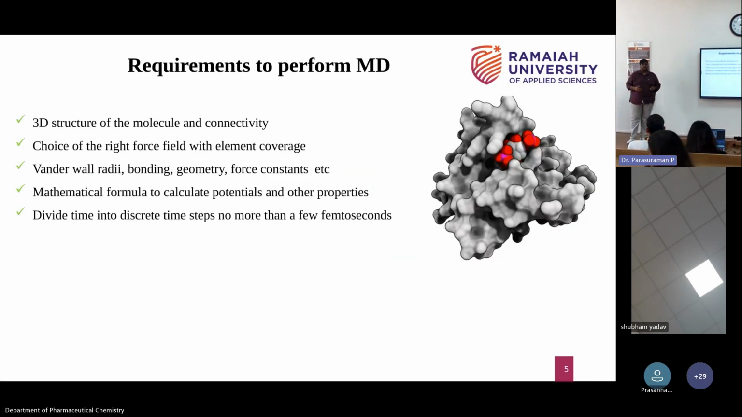As I already explained, a computer simulation goes on based on mathematical formulas, so we'll be using formulas to predict the result. Then, for running molecular dynamics, we should divide the dynamic simulation into minimal steps, like a few femtoseconds. If you divide it, then the simulation will be faster.